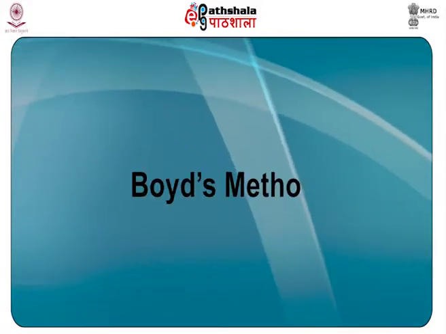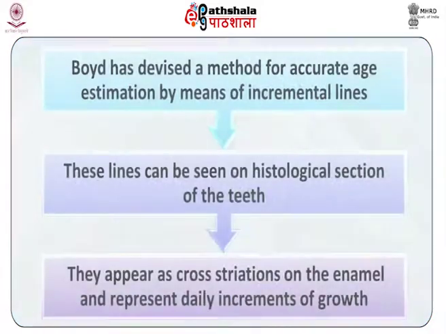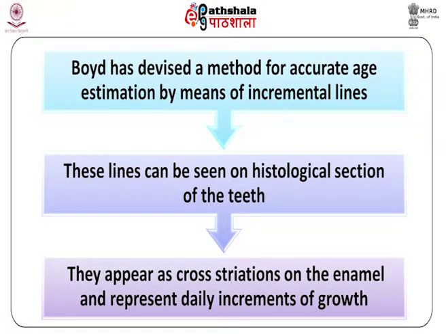Next is the Boyd's method. Boyd has devised a method for accurate age estimation by means of the incremental lines. These lines can be seen on histological section of the teeth. They appear as cross striations on the enamel and represent the daily increments of growth.